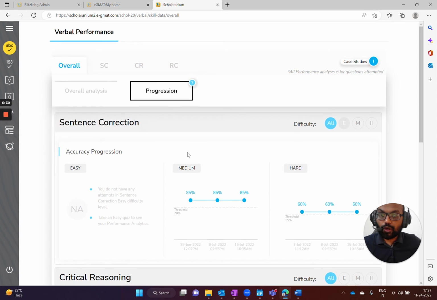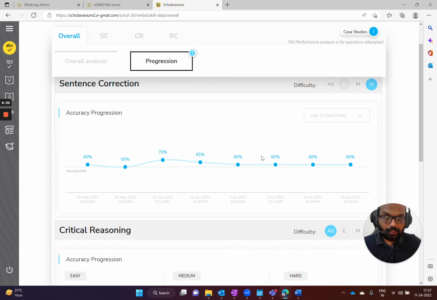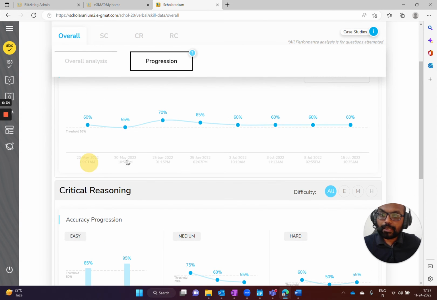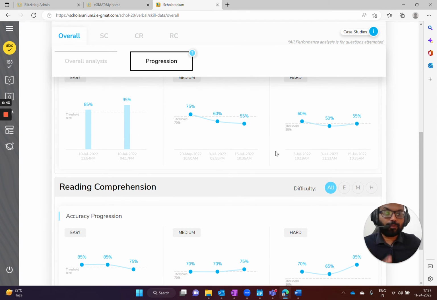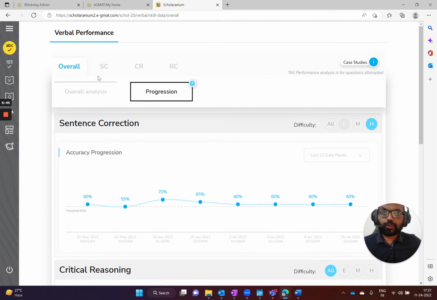And you can also look at the overall progression in hard level questions. During the course of time, how is your progress? Is it continuously increasing, or is it consistent, or is it decreasing? In every subsection you can actually monitor your entire progress. So during the cementing stage, that's what you would actually do.